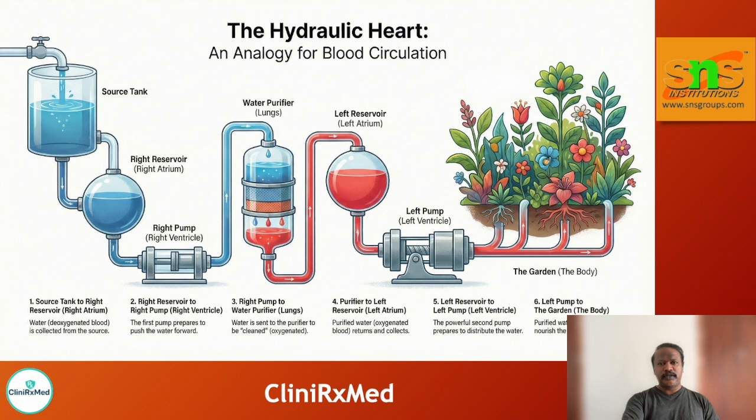The heart, let's use a hydraulic analogy. Think of the heart as a system of reservoirs and pumps. Deoxygenated blood is collected in the right atrium, our first reservoir. It moves to the right ventricle, which acts as a pump to send this deoxygenated blood to the lungs, which act as a purifier. Blood is oxygenated. Once purified, the oxygenated blood returns to the left atrium and is finally pumped out by the powerful left ventricle to nourish the garden, which represents the rest of the body.